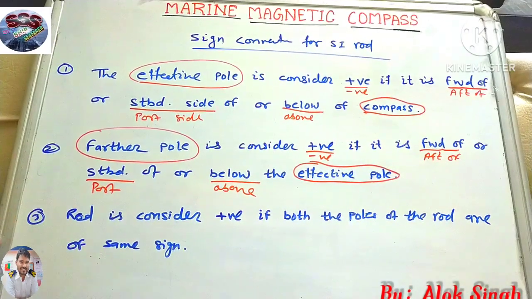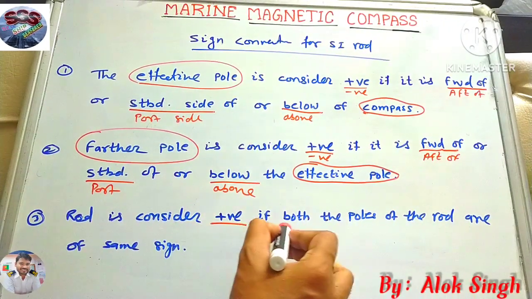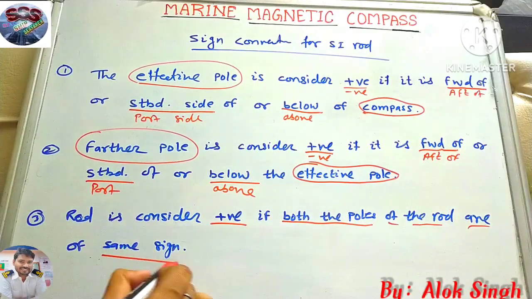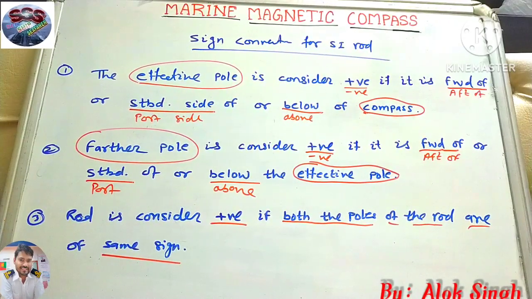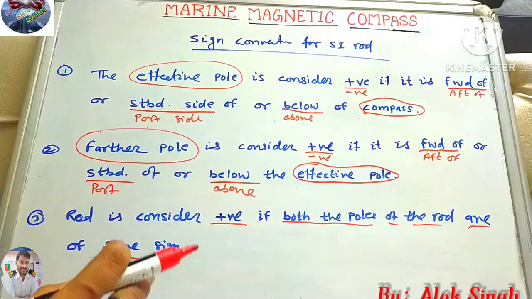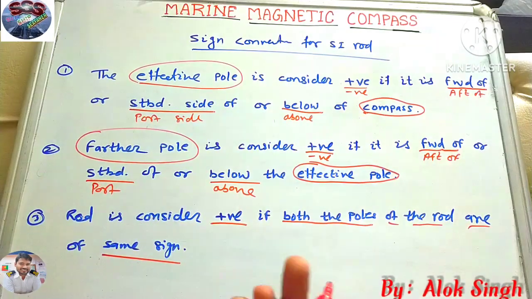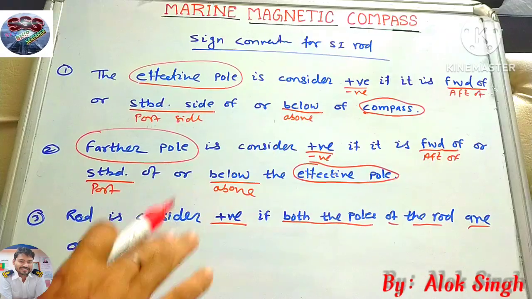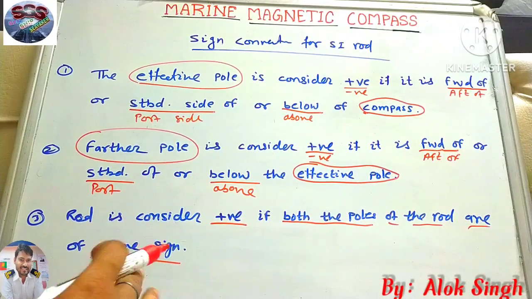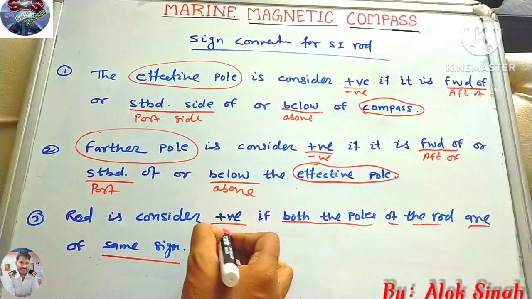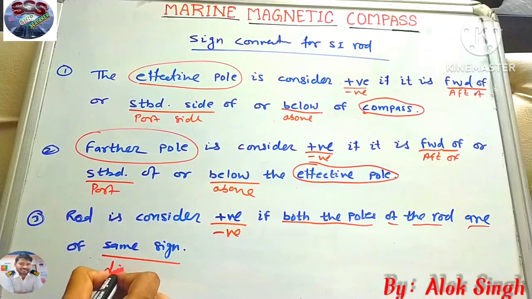In the same way, a rod is considered positive if both the poles of the rod are of the same sign. Suppose one is positive and another one is positive, then the rod will be considered positive. If the effective pole is negative and the further pole is negative, then it will also be considered positive, because both are the same. If either the further or the effective pole is different from the other, then it will be considered negative.